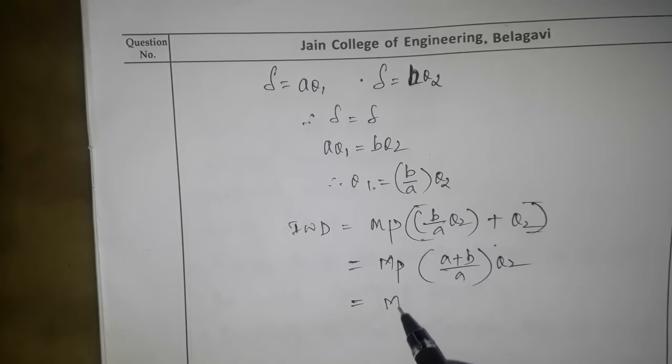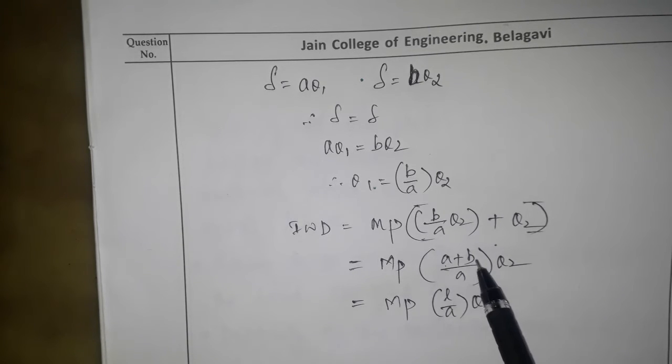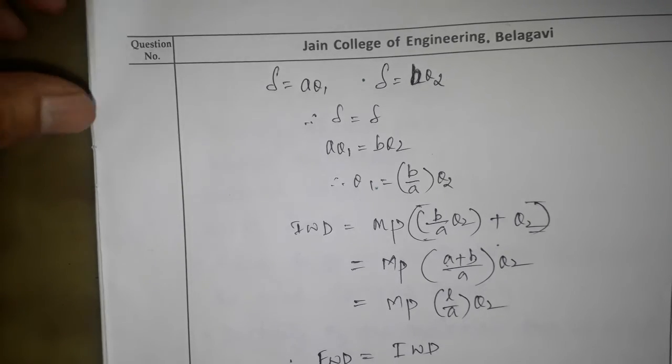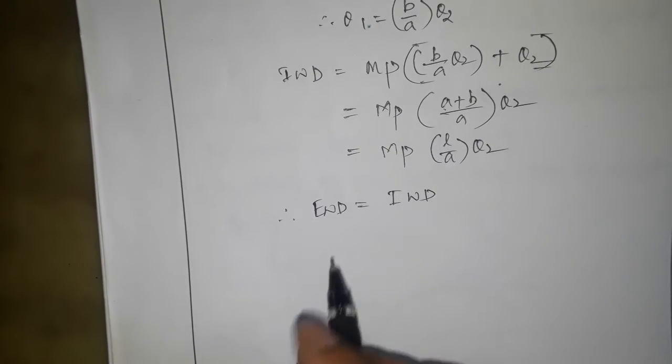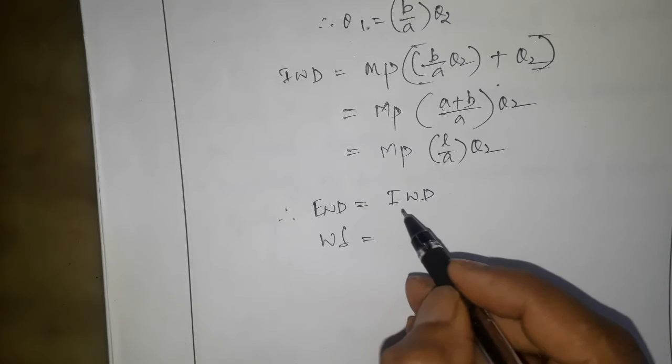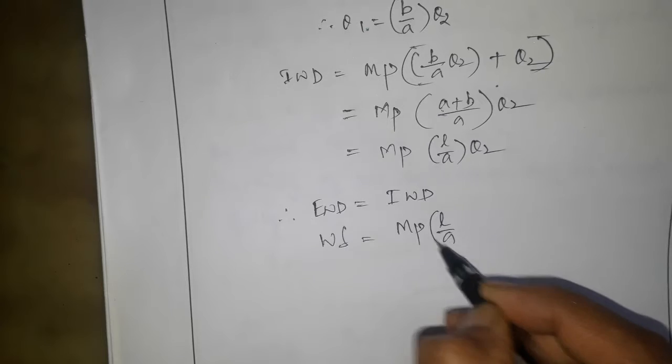So again I will write MP, A plus B divided by A into theta 2. A plus B is nothing but L. So MP into L by A into theta 2. Okay. So we will equate external work done is equal to internal work done. So the external work done is W into delta, and the internal is MP into L by A theta 2.